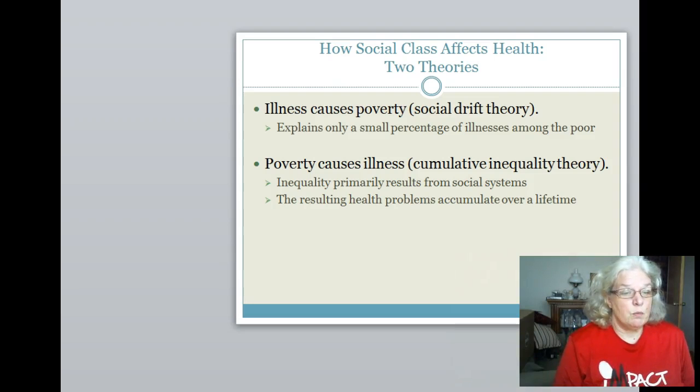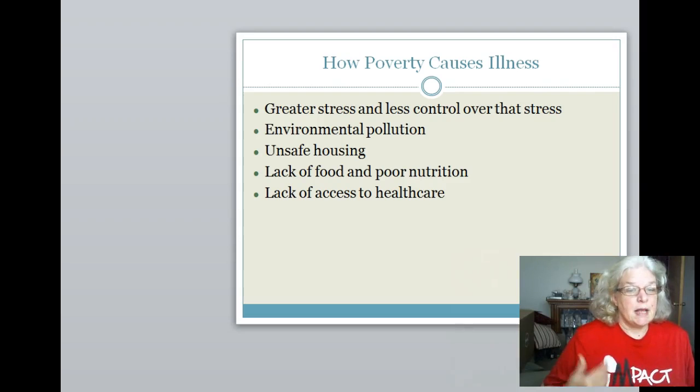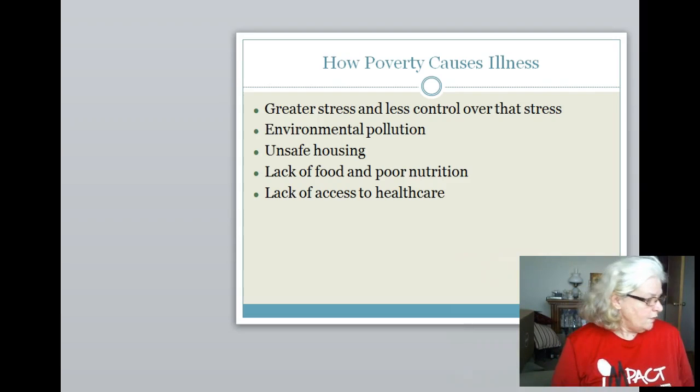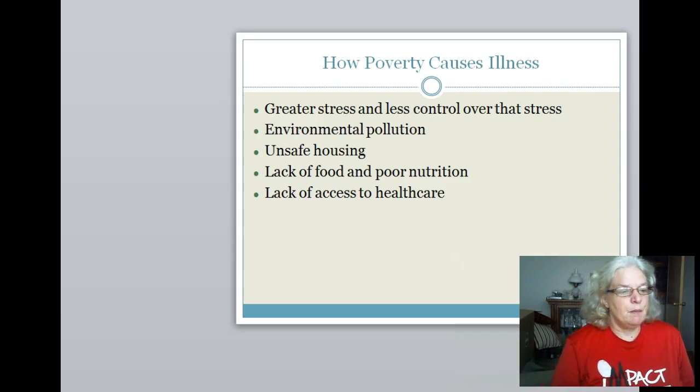That poverty itself, when we start exploring it, the inequality results from the social system. In other words, how does poverty cause illness? Well, greater stress, less control over stress. We live in a more dangerous neighborhood. Things happen. It becomes very powerful in affecting whether you even leave your home to exercise on a regular basis if you're unsafe in the neighborhood you're walking in. Can you afford those stress relieving activities that may be in place?